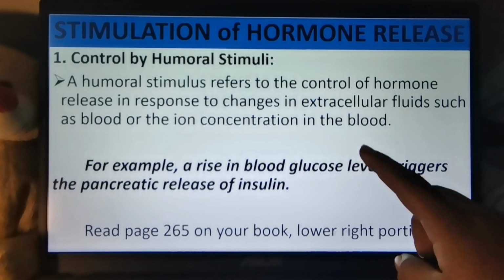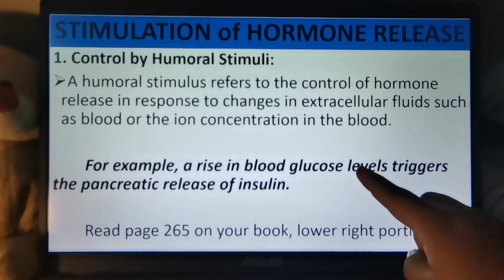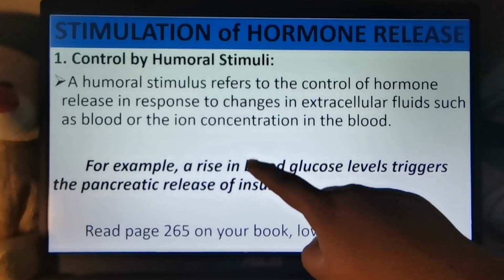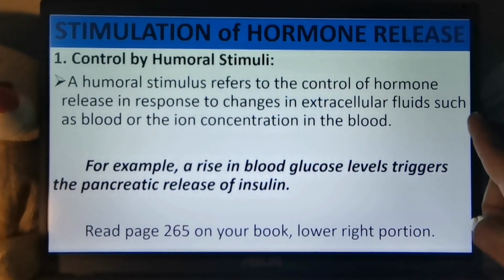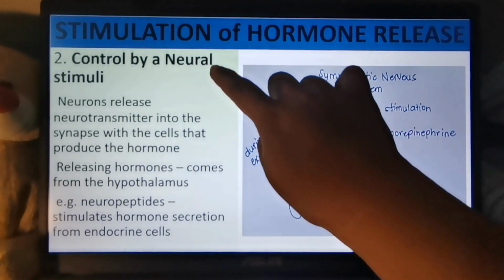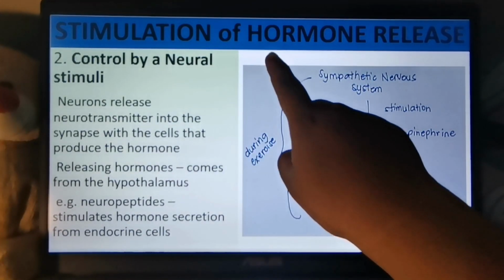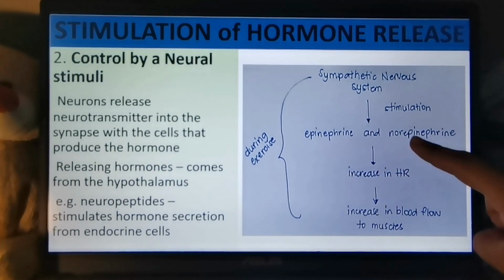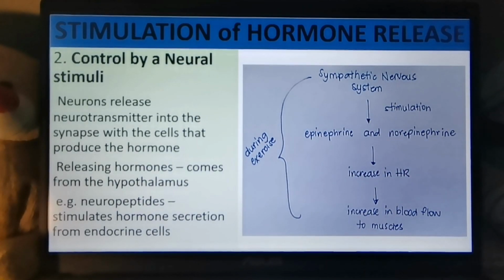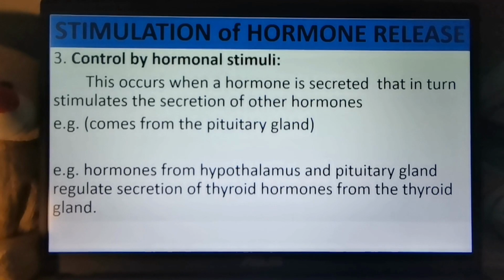Kung sa humoral, ang pinanggalingan ng release ng hormone dito, may nag-change sa dugo mo, parang may nag-increase, may nag-decrease, kaya may hormone na na-release. Dito, neural, from the word neuro, utak. Galing sa utak mo, sympathetic nervous system, kaya na-release itong mga hormones. Okay? And we have hormonal.